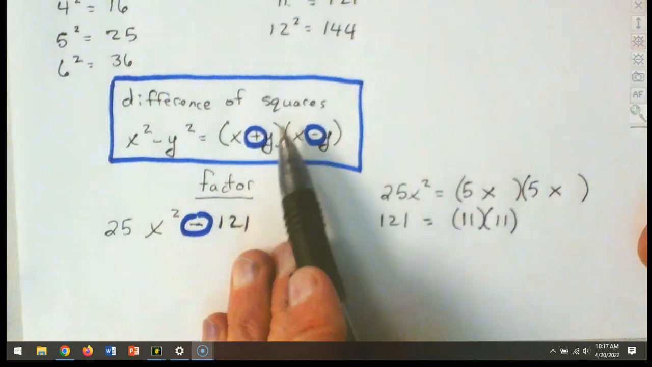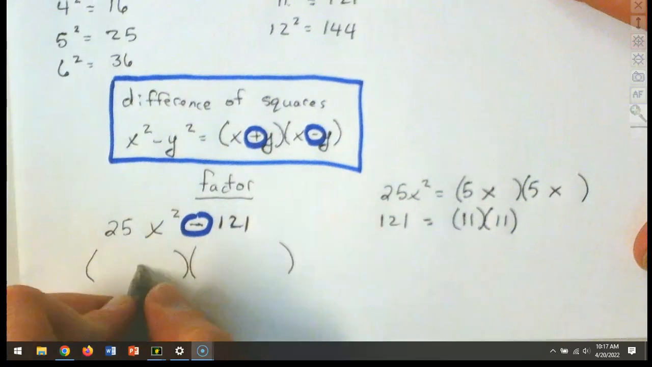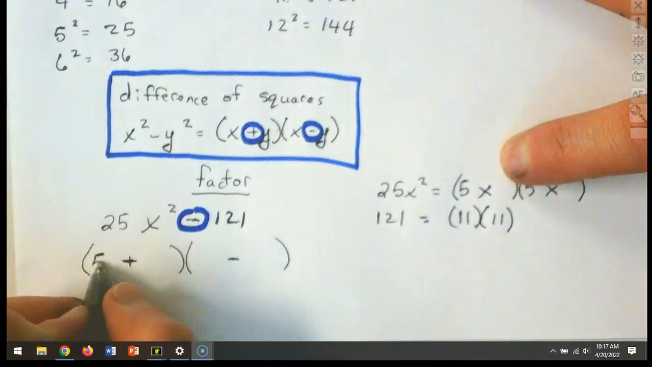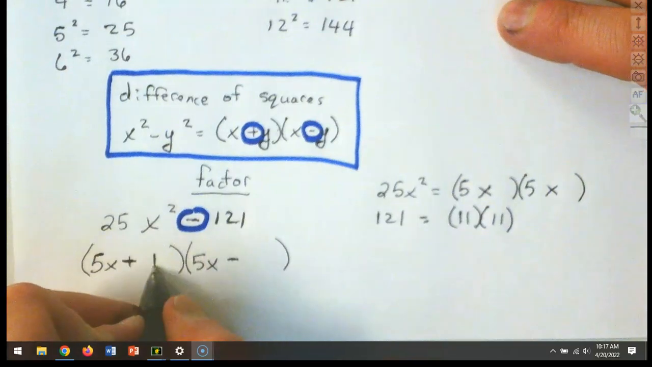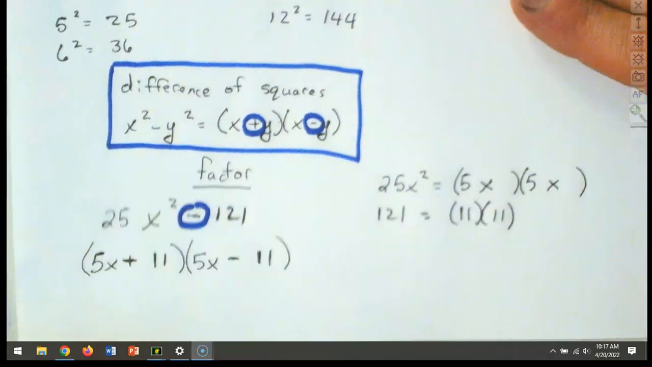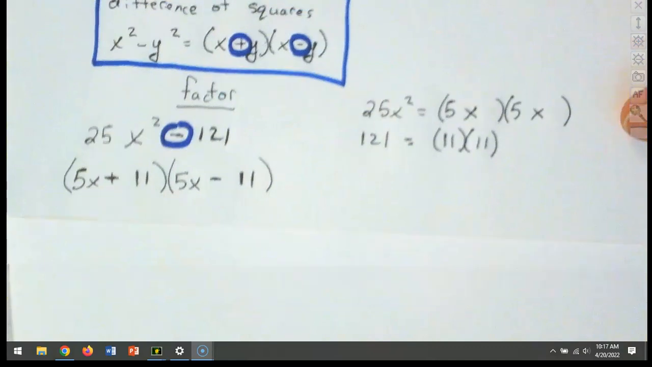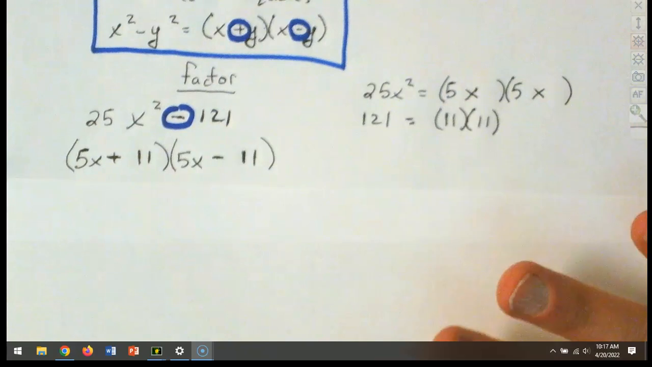See, it's got parentheses. So we use parentheses. And one of them is positive, one of them is negative. And what are my two numbers? Well, 5x and 5x. So I write it first. 11 and 11. One of them is positive, one of them is negative. And that's a difference of squares. Let's try another one. Difference of squares is not difficult. It's one of the easiest things that we have to work through.